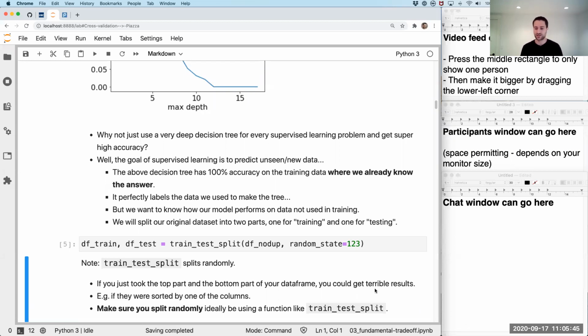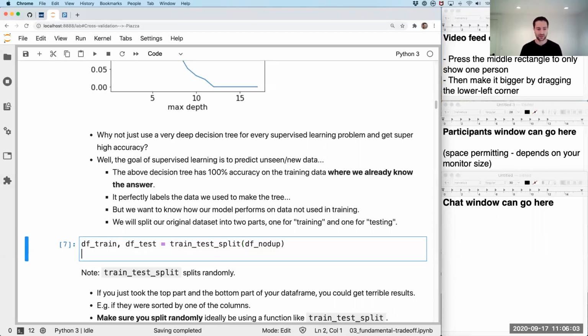Someone asked in the chat, should we always use random states? If you call train test split by default like this, then it will do a random split that is different every time, just like generating a random number with a computer. So every time I run this cell, it'll give me a different split. I can show you.